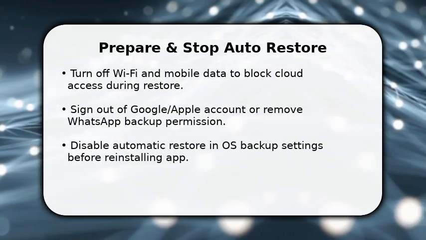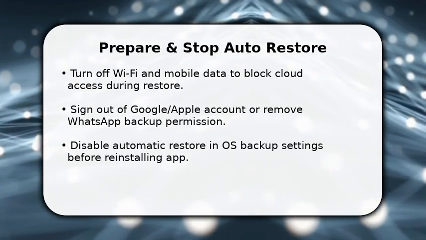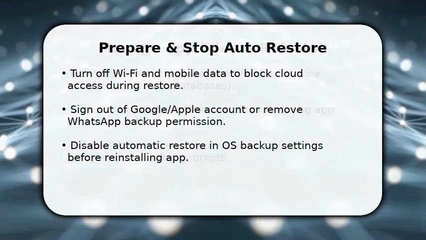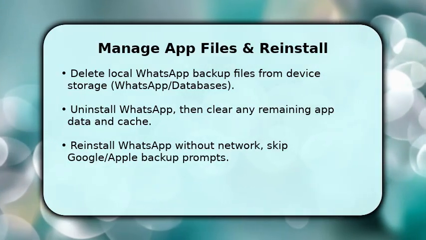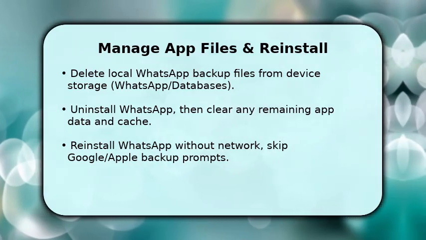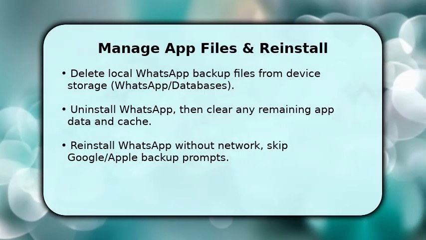These steps stop the restore trigger and give you control over when, or if, any backup is reapplied to your device. Now you remove local traces that might prompt a restore. Use a file manager to delete WhatsApp/databases files. That prevents local reinstallation from using old data. After that, uninstall the app and clear app data and cache so nothing persists.